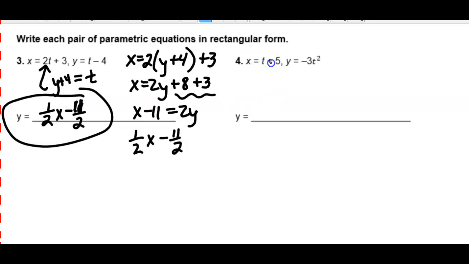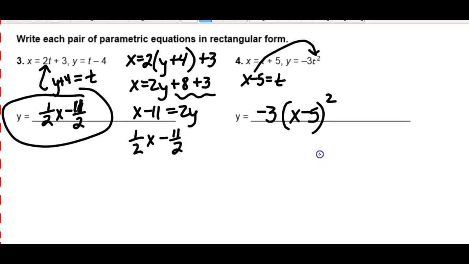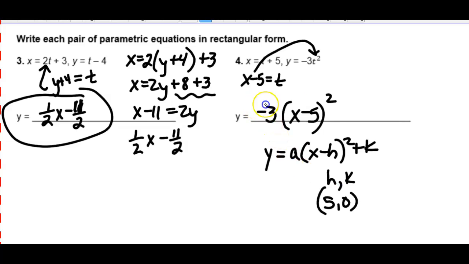All right, this one I would solve here. Again, because there's no squared, I would get x minus 5 equals t. And then I would put that in over here. So I'd have y equals -3 times x minus 5 quantity squared. So that's just a parabola in vertex form. The h and k are 5 and 0. Or you could rearrange it and get it in the form that we had when we did conics, which would just be multiply 1/3 over here. So we'd have negative 1/3 y minus 0 equals x minus 5 squared. Either one's fine. Doesn't matter.